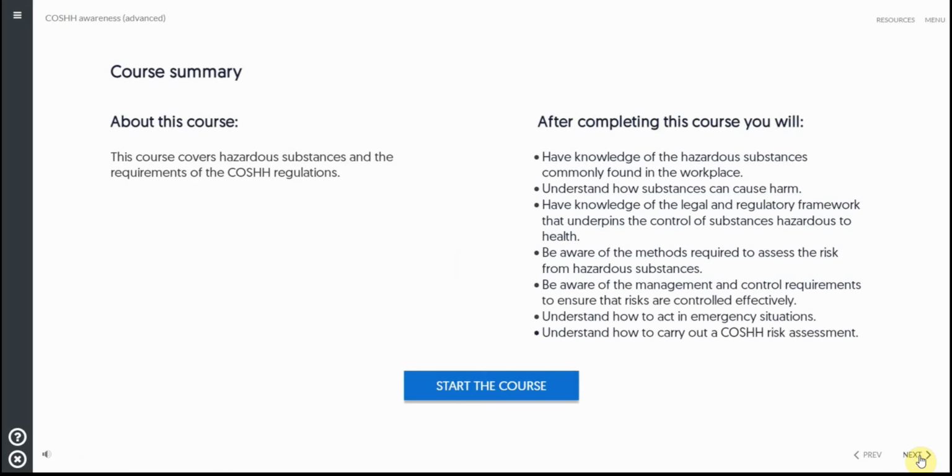And how substances can cause harm. Have knowledge of the legal and regulatory framework that underpins the control of substances hazardous to health. Be aware of the methods required to assess the risk from hazardous substances. Be aware of the management and control requirements to ensure that risks are controlled effectively. Understand how to act in emergency situations. Understand how to carry out a CoSHH risk assessment.